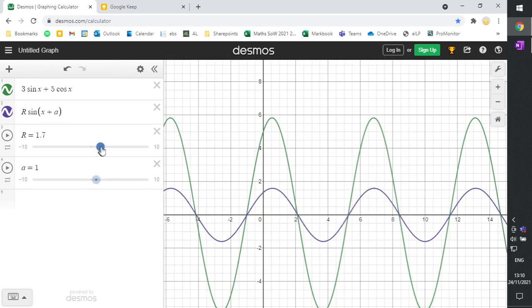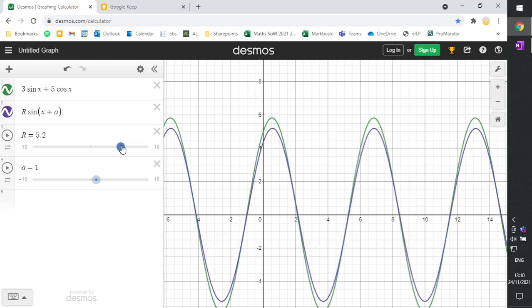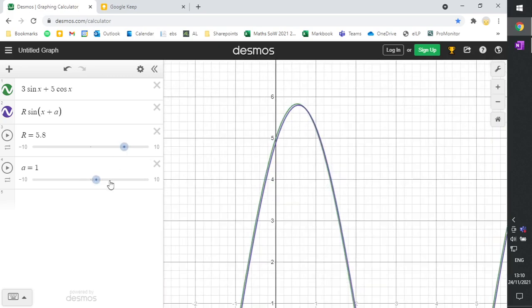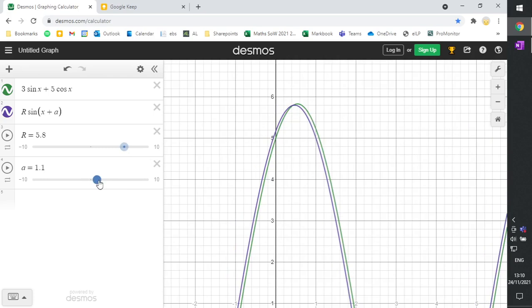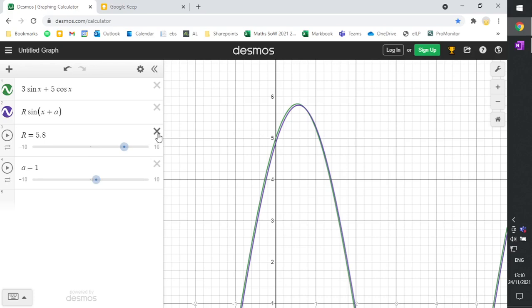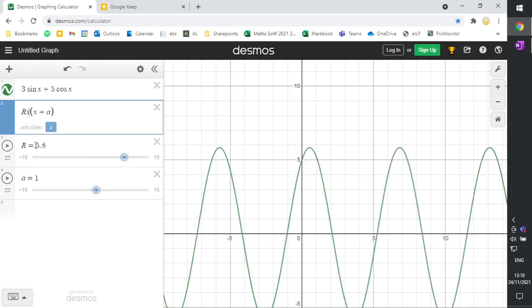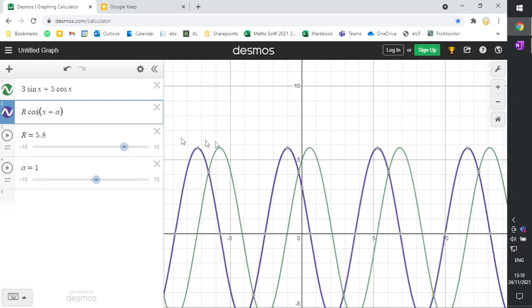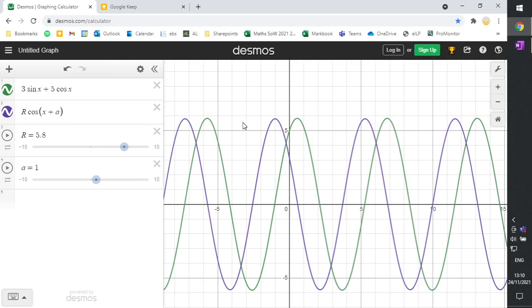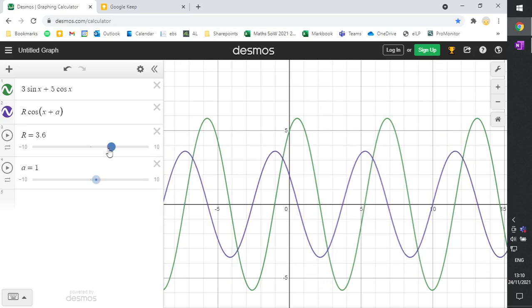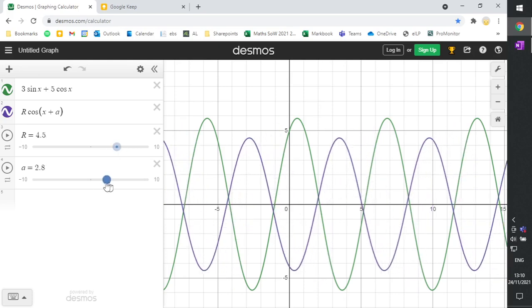So if I increase R, I can try and be a bit more precise with that. And I can change A as well, and be a bit more exact with that. Okay, but basically I could rewrite it as some kind of sine wave, which has been stretched and then translated. I could do it instead as a cosine wave instead. So that purple line is a cos wave, and I'll just have to pick a different value of R and A to get it into the right position.